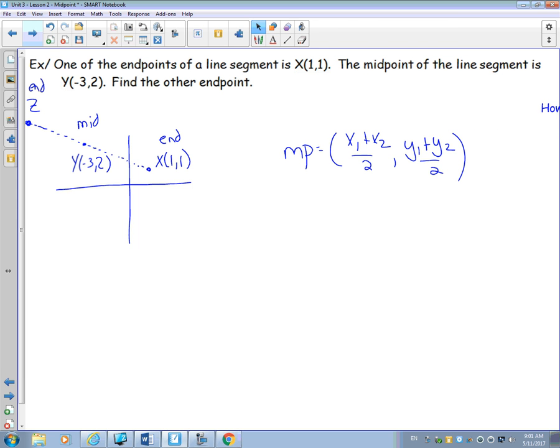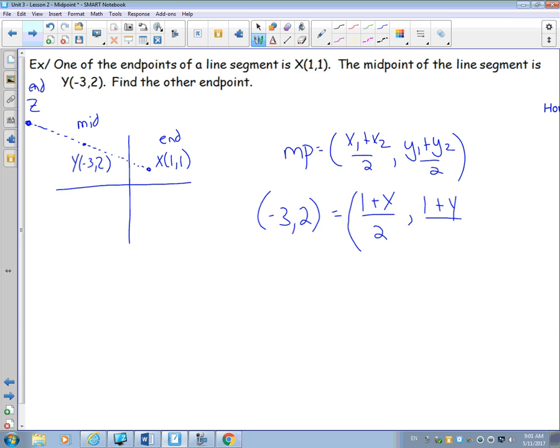Move this stuff right out of the way here. What do we know? We know the midpoint. The midpoint is negative 3 and 2. We also know one of the values. We know one of the x's is 1, but I don't know the other one. So I'll put an x in there. I know one of the y's is 1, but I don't know the other y, so I'll put a y in there. And then I'm going to solve this.